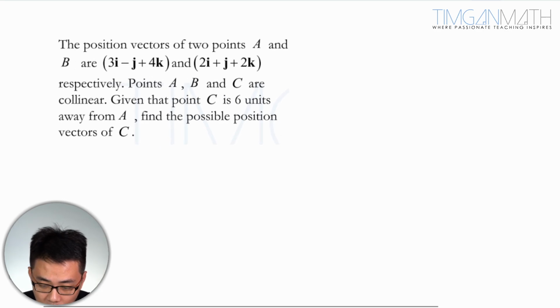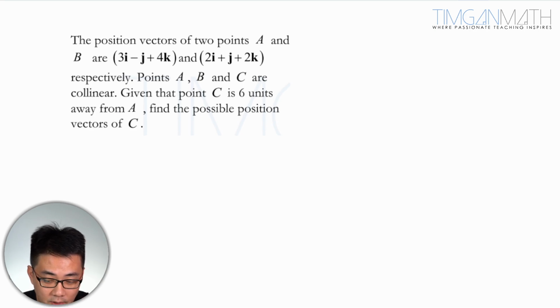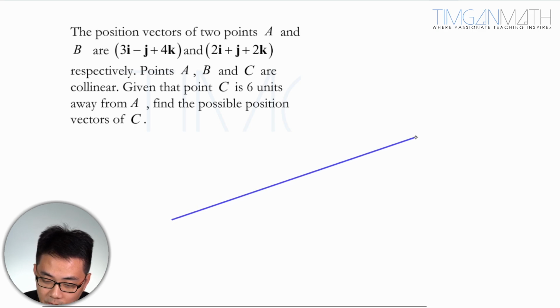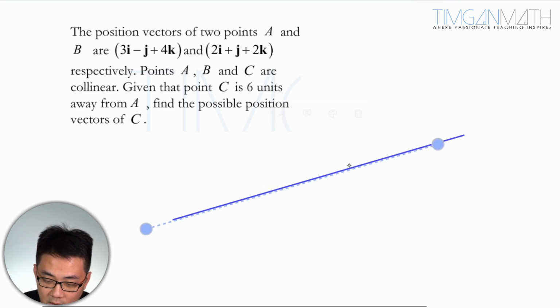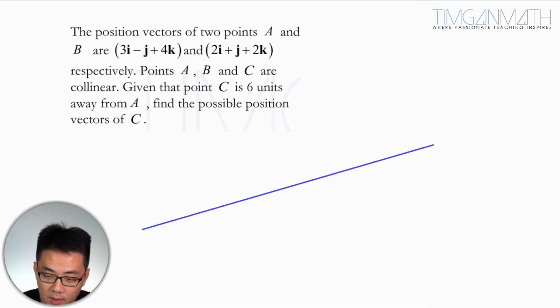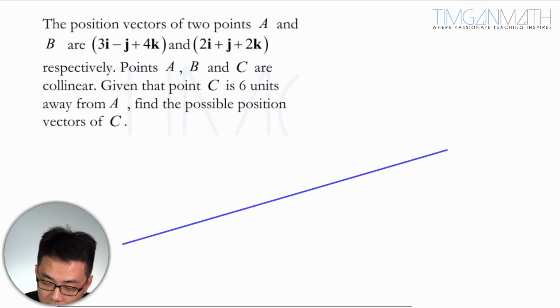So this part here, if you want to solve this, the position points A and B, respectively, the two position points here. If you draw this out, A, B, C are collinear, given that C is 6 units away from A. So I'm going to start doing this. We know that A is actually 2, 1, 2. B is over here, which is actually 3, minus 1, 4.